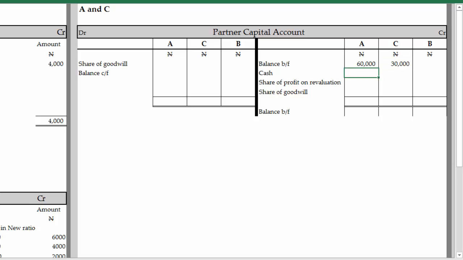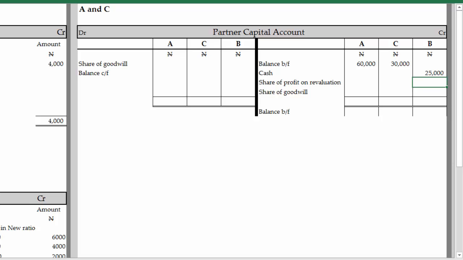We were told that B introduced a capital of 25,000. I told you that from the journal entry, you would debit the cash or bank account and credit B's capital account. So let's credit the capital account with the cash B brought into the partnership. Under the partners' capital account, we will have cash, and under B, it will be 25,000.